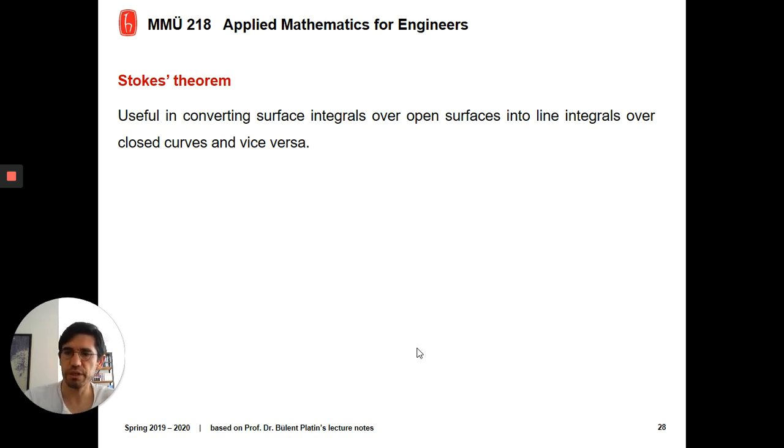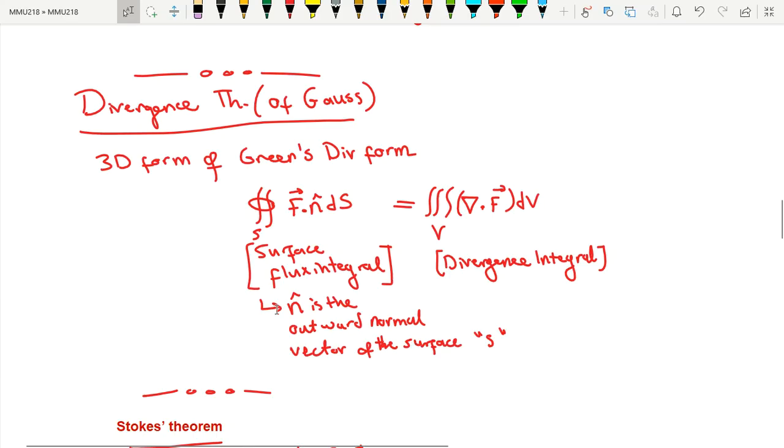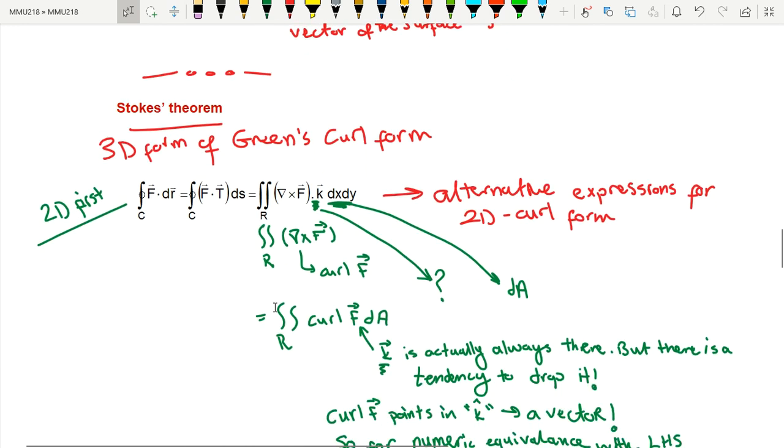Stokes theorem. Let me move back to the notes to get a feeling of Stokes theorem. I have the 3D form of Green's theorem, but in curl form. So in 2 dimensions, we had these alternative forms, and the k was pointing upwards.